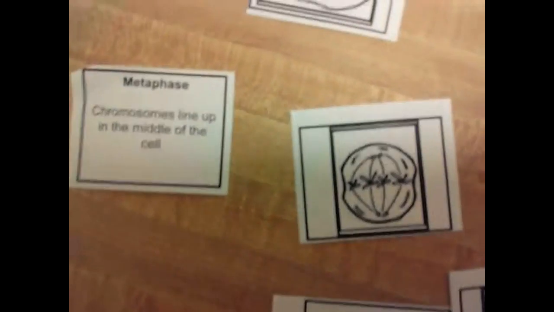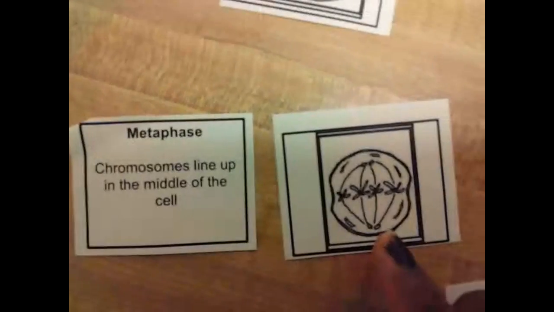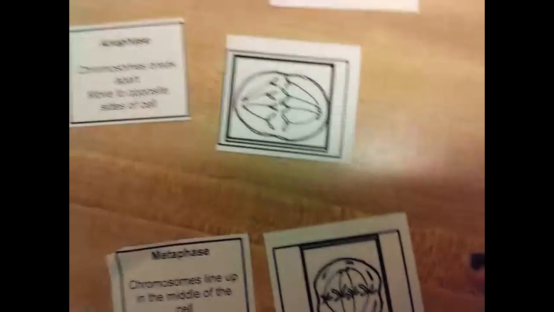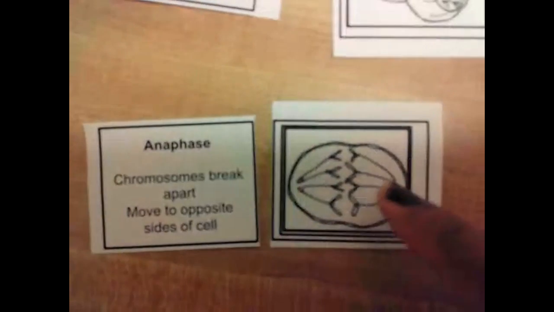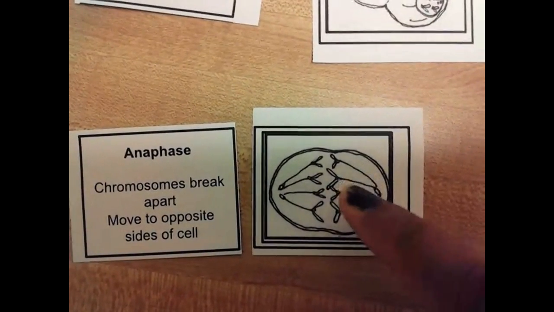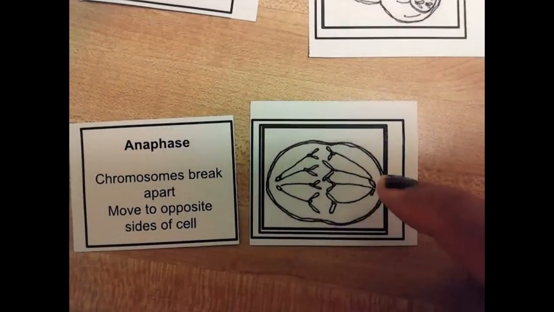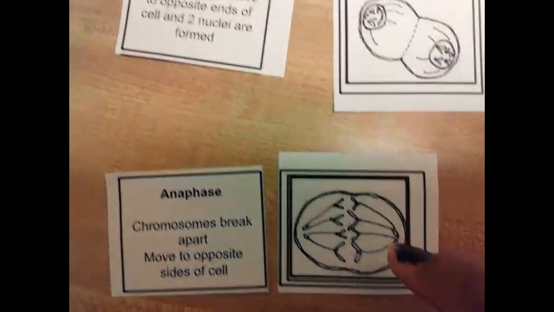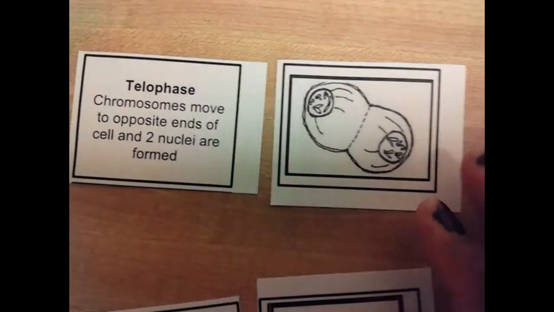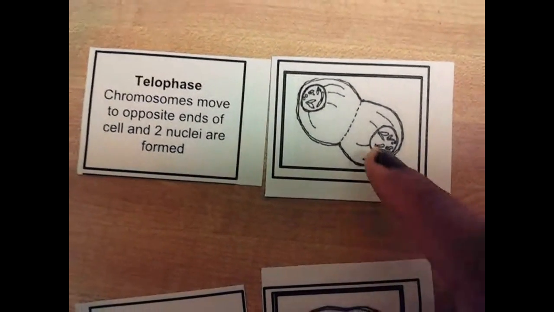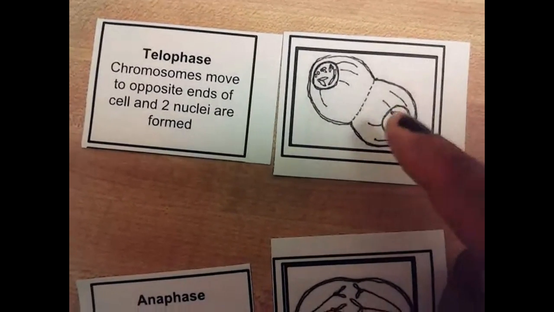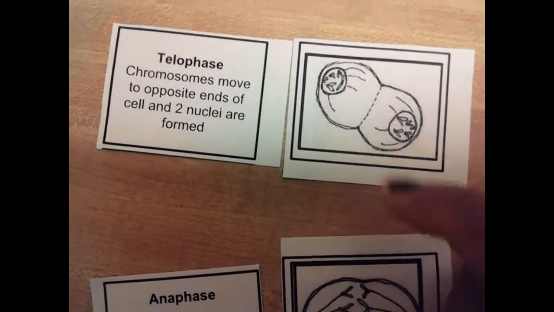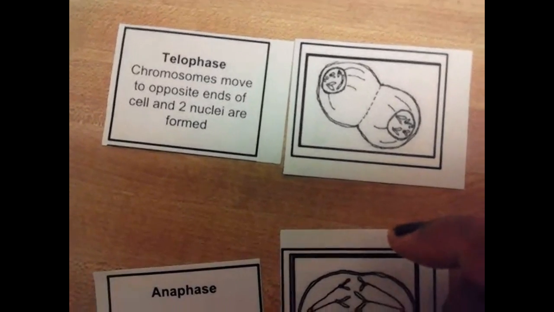Then in metaphase, the DNA is going to line up in the middle of the cell. They're going to get pulled apart in anaphase. So if you can see here, these are spindle fibers. These are kind of like strings that are going to pull the chromosomes. And then telophase, which is the last part of mitosis, where you have your chromosomes at opposite ends of the cell, and then the nucleus is going to form again around both those sets of chromosomes.